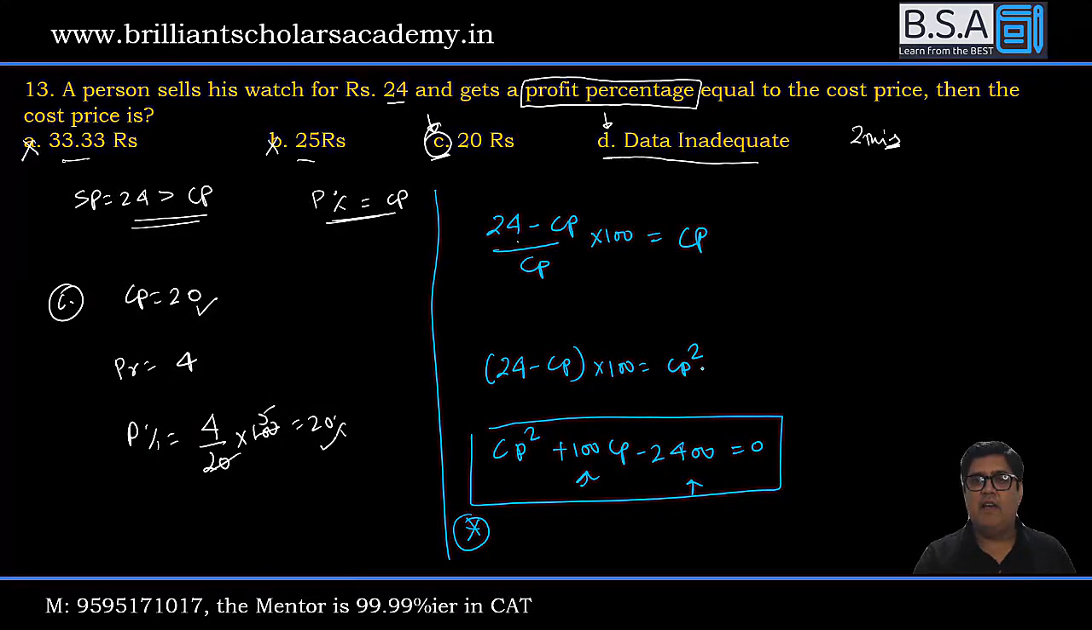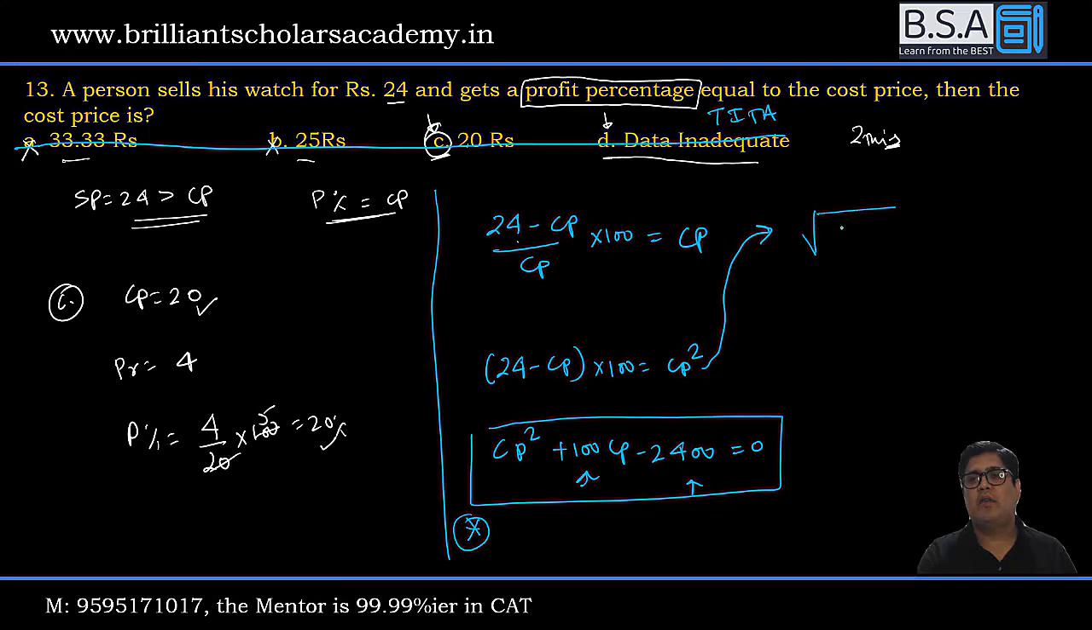Rather, if I look at this representation, let us say options are not there. It's a theta question. Options have been wiped out. They are not given to you. So can I rewrite this as square root of 24 minus CP into 10 is equal to CP?